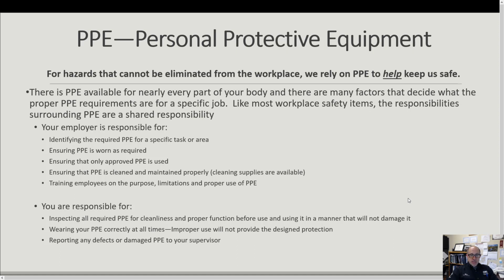Now, your responsibilities are: you need to inspect all required PPE for cleanliness, proper function, damage, all that kind of stuff before use, and use it in a manner that won't damage it. You need to wear your PPE correctly at all times. Improper use will not provide the designed protection for that PPE. And then you need to report any defects or damaged PPE to your supervisor so they can replace it.